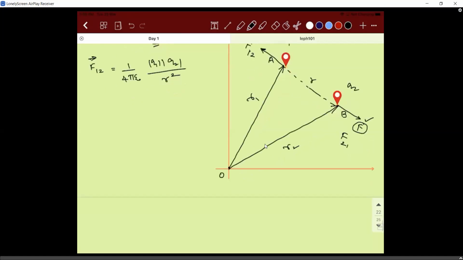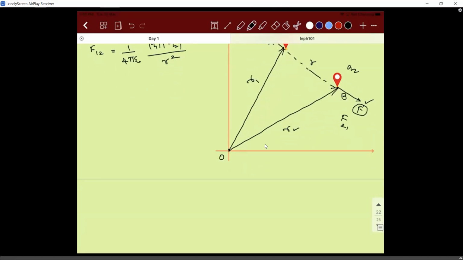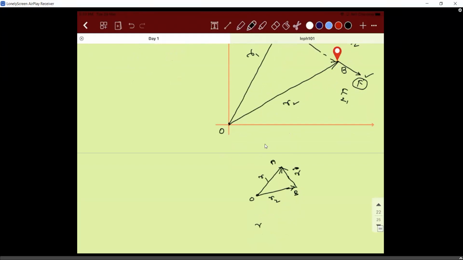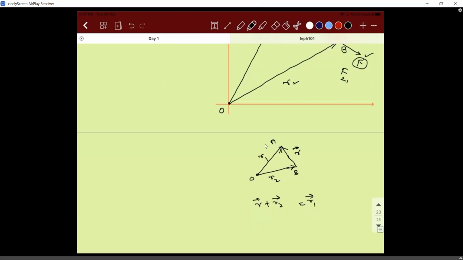So that is where I'm going to take the help of the triangle law of addition. You guys remember this? This is OA and this is OB, right? If I take an arrow mark in this direction, since I am saying F12, F12 is acting in which direction, guys? This direction. You're able to understand? So if this is R1, this is R2, then how much will this be? Or else, if I take this as R vector, for example, then R vector plus R2 vector will be equal to R1 vector. Why is it so? Triangle law of addition.